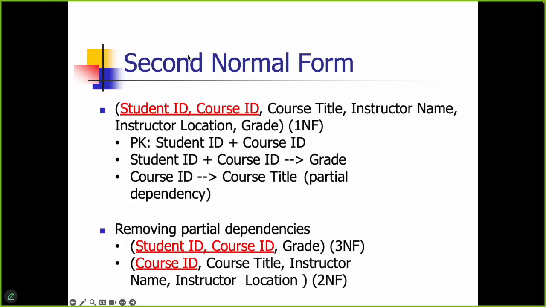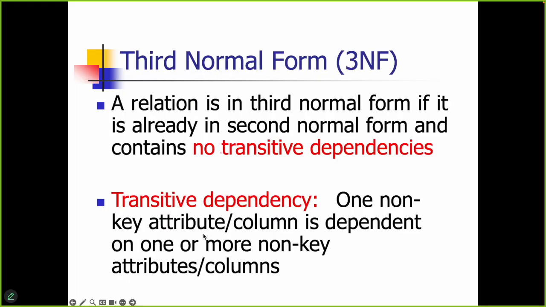Now, if you want to normalize it into 2NF, or second normal form, you remove partial dependencies. And so you then have, for example, student ID, course ID, grade, and then course ID, course title, instructor name, instructor location. And 3NF, as I mentioned, a table is in 3NF if it is already in 2NF, that is also in 1NF, and then there is also no transitive dependency.